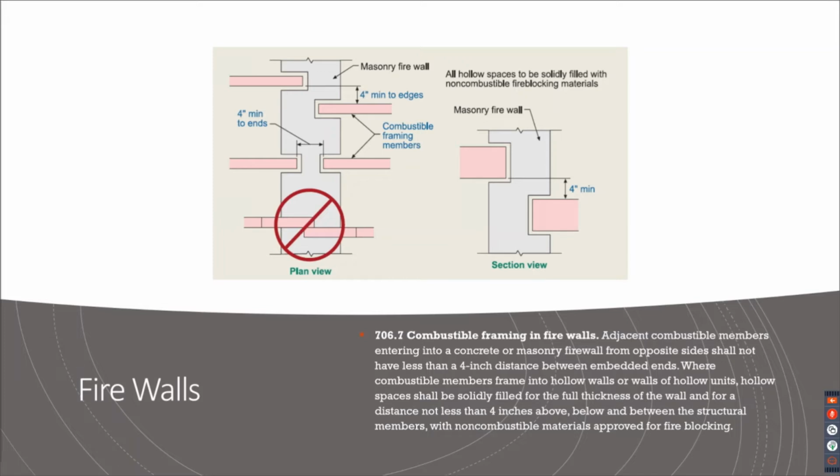So very specific when you've got combustible construction, which makes sense. What has to happen when these members are embedded into this firewall? So, specific requirements for that. And again, the visual to help out: what's okay, what's not okay, and what do these words even mean? Here's what it looks like. All right, we made it through firewalls.